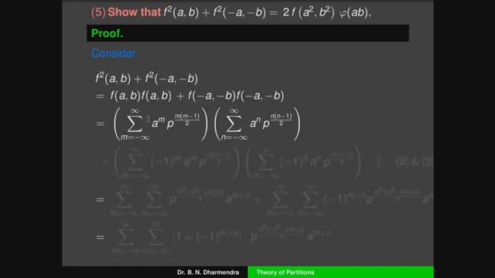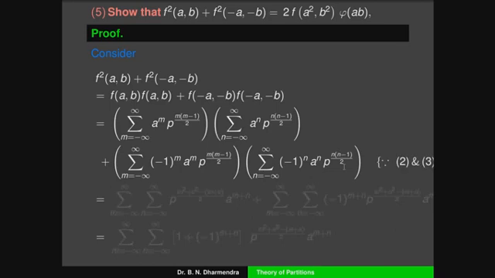Since there are two products, we call the first one m and the second one n. Similarly, for the next one, f of minus a minus b, we use equation 3, the preliminary result 3. That can be written as plus summation m running from minus infinity to plus infinity minus 1 to the power of m into a to the power of m into p to the power of m into m minus 1 by 2, into summation n running from minus infinity to plus infinity minus 1 to the power of n into a to the power of n into p to the power of n into n minus 1 by 2, from equations 2 and 3 here.